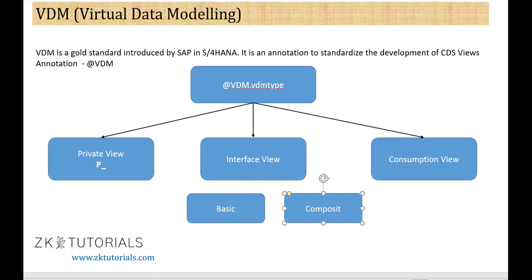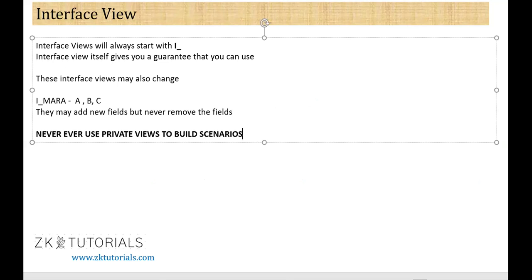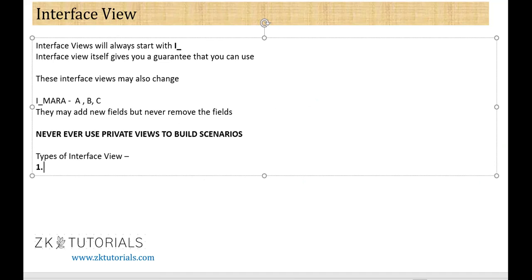So the first type is our basic, and the other one is our composite. These are the two types of interface views: they are further classified into the basic type and the composite. Types of interface views: first is basic and second is composite.